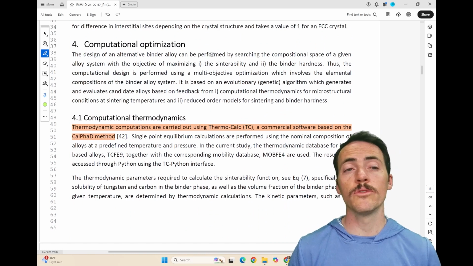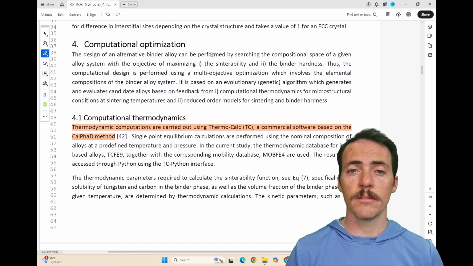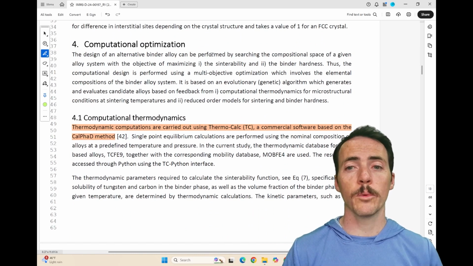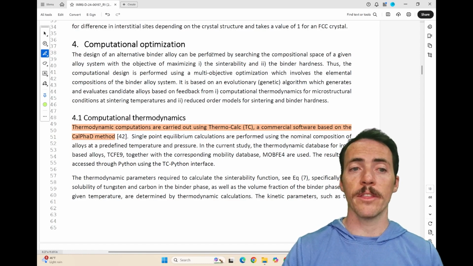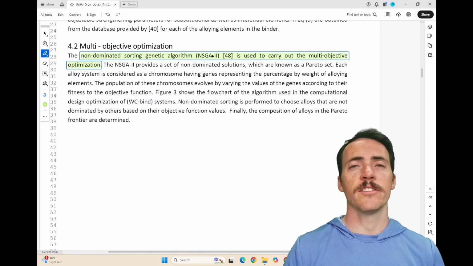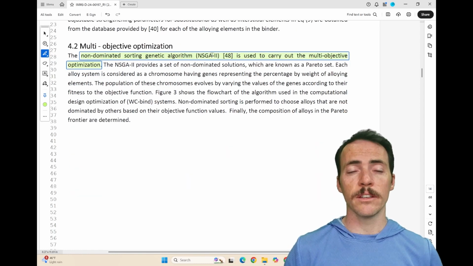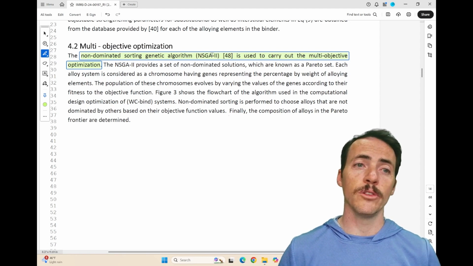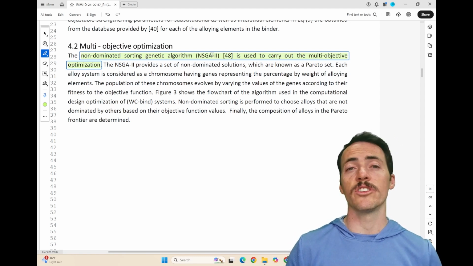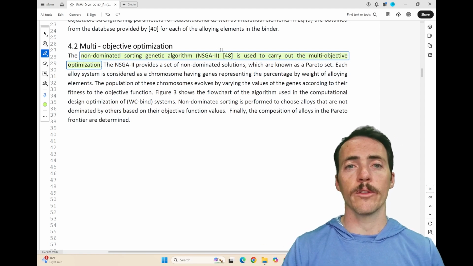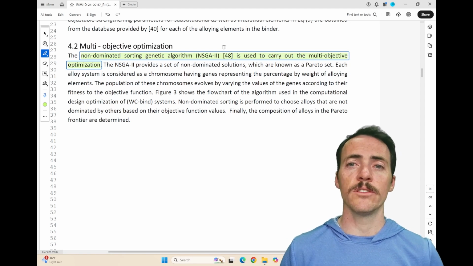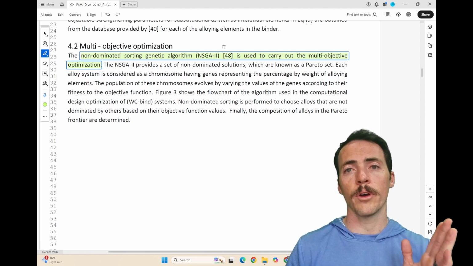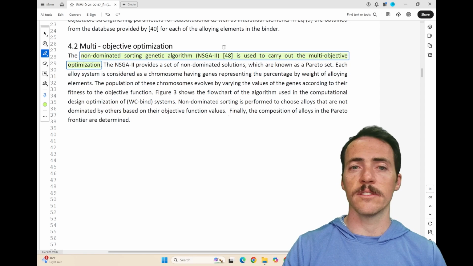Again, the approaches used are computational thermodynamics. So they use the Thermo-Calc software, which is based on the CalPhaD method, calculated phase diagrams. And since they're considering multiple objectives, they're going to tackle that by using the non-dominated sorting genetic algorithm, very popular genetic algorithm used in lots of fields, the NSGA-II. This is going to allow them to consider both processing and properties at the same time.